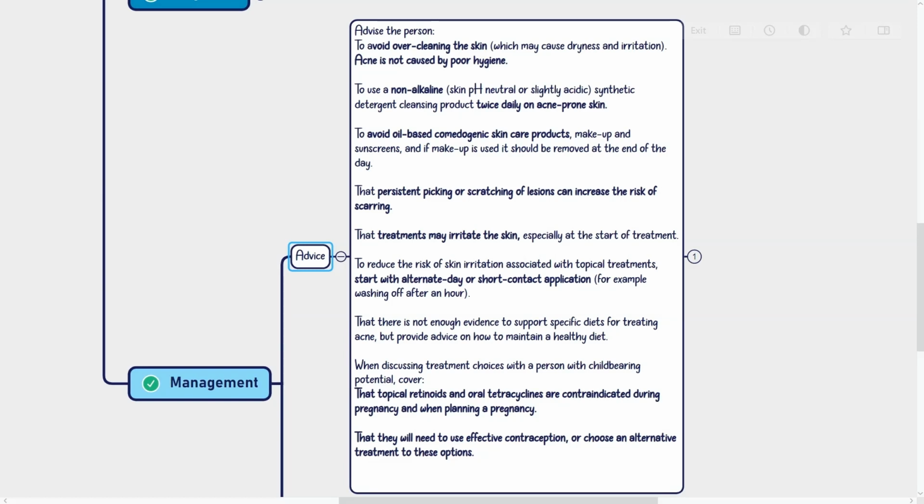That treatments may irritate the skin, especially at the start of treatment. To reduce the risk of skin irritation associated with topical treatments, start with alternate day or short contact application, for example, washing off after an hour. That there is not enough evidence to support specific diets for treating acne, but provide advice on how to maintain a healthy diet. When discussing treatment choices with a person with childbearing potential, cover that topical retinoids and oral tetracyclines are contraindicated during pregnancy and when planning a pregnancy, that they will need to use effective contraception or choose an alternative treatment to these options.